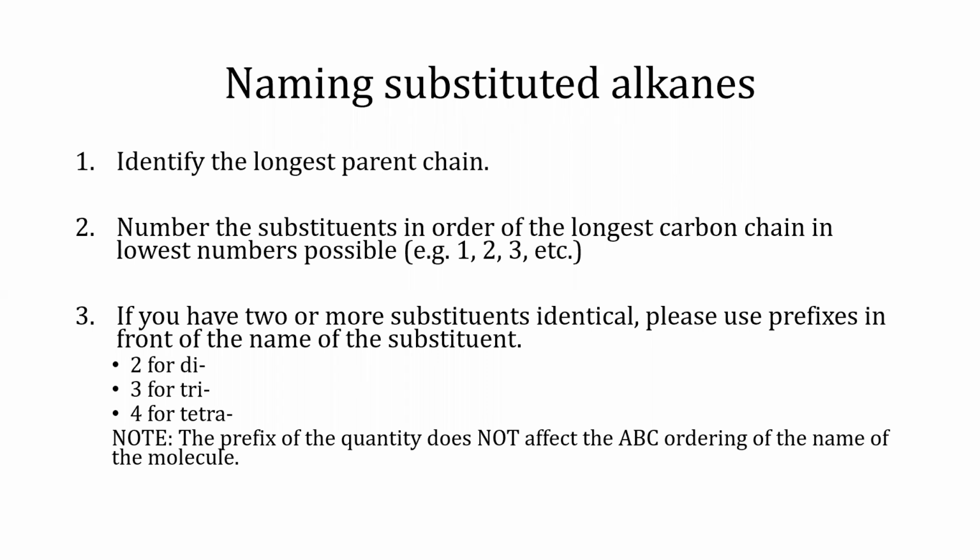Naming substituted alkanes can be done by doing the following. 1. Identify the longest parent chain. 2. Number the substituents in order of the longest carbon chain, in the lowest numbers possible. 3. If you have 2 or more identical substituents, please use prefixes in front of the name of the substituent: 2 for di, 3 for tri, 4 for tetra. Note the prefix of the quantity does not affect the ABC ordering of the name of the molecule.